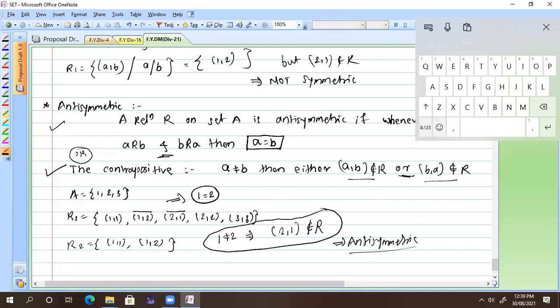See, A is not equal to B. So I am getting here 1 is not equal to 2, and 2 is not equal to 1. What they are saying is, either (A, B), that is (1, 2), is not there, or (2, 1) is not there, but both are there. But I want either one to be not there. So that's why it is not symmetric, and the second one is symmetric. Got it?